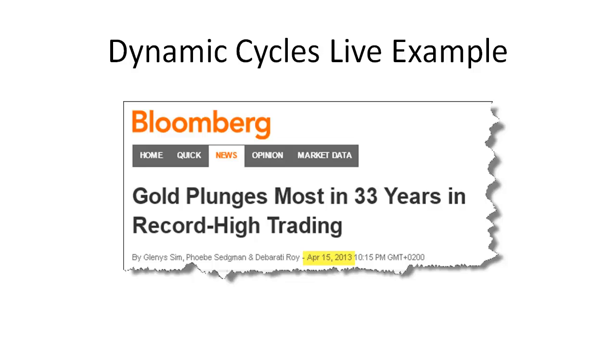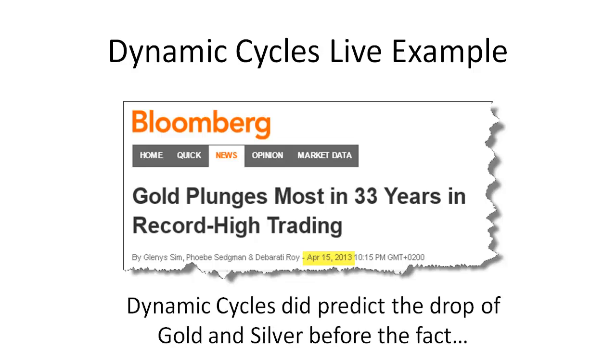So we have all these headlines in the media, which everybody was surprised by, this big drop in gold and silver, and I want to use this live market situation to review what the dynamic cycles told us about it. Just to give you the takeaway: the dynamic cycles did predict the drop of gold and silver before the fact, so it was quite an easy one to spot with the dynamic cycles tool set, even in advance. Let's go over this example live during the next minutes.